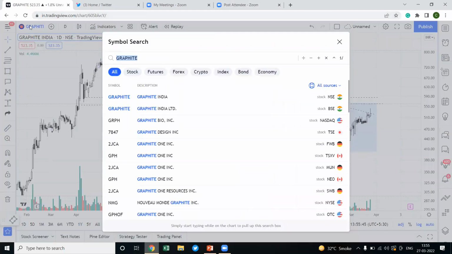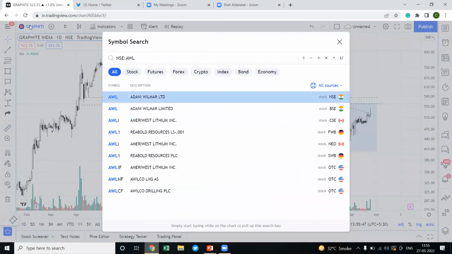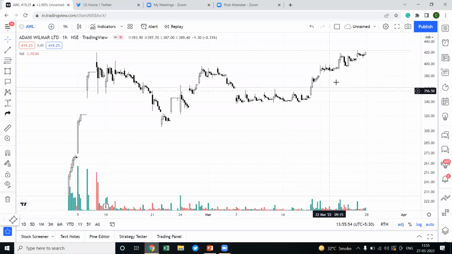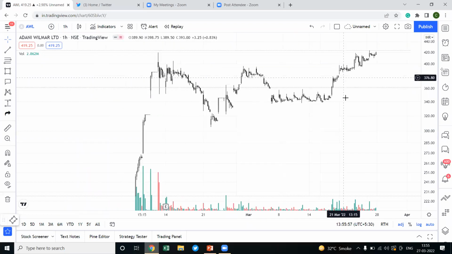We'll move forward. We'll cover some of the stocks which are in my watch list and which are looking good. So the first stock is AWL. I think we have traded AWL. We traded at 400, like around 385 levels.